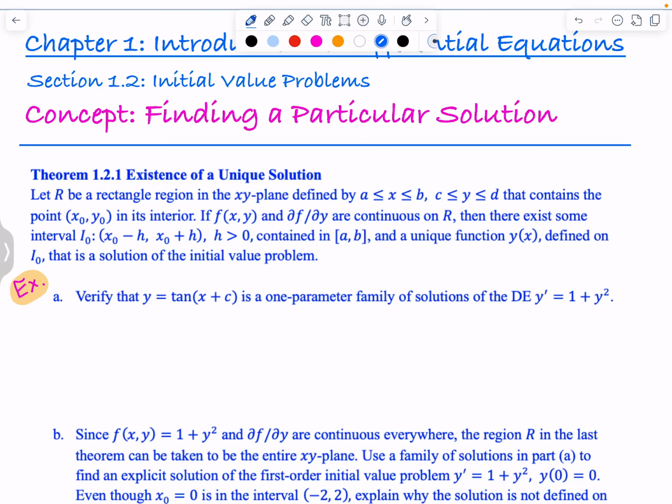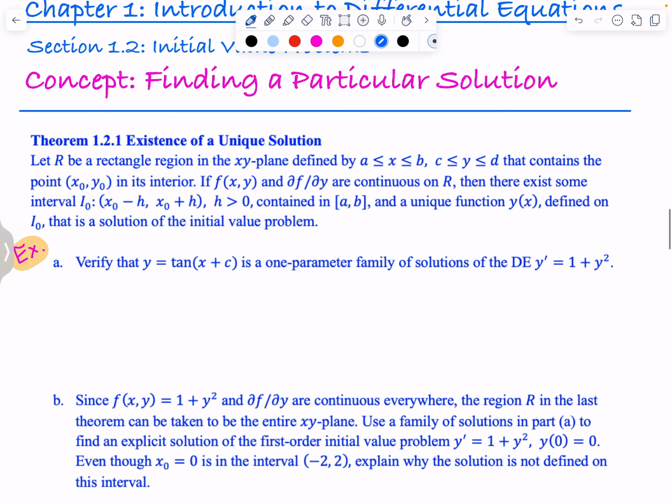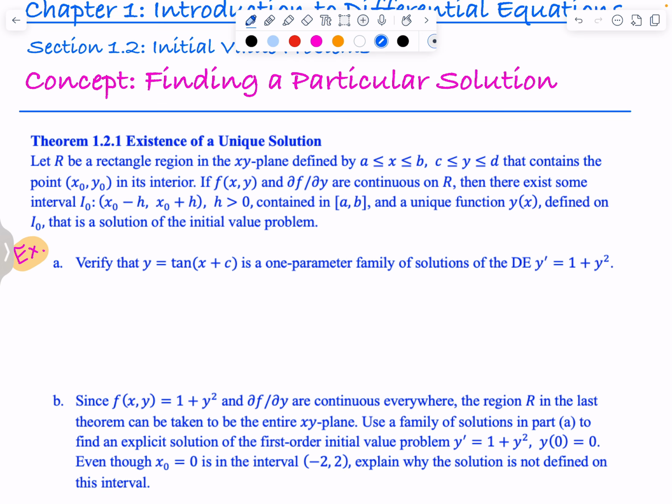In this video, we'll continue and actually finish up our discussion of section 1.2 IVPs. I'm going to take another look at the existence of a unique solution theorem from the last video. That at the top is just the theorem. So let's start here. Verify that that is a one parameter family solution to the DE y prime equals 1 plus y squared. Let's go ahead and do that.